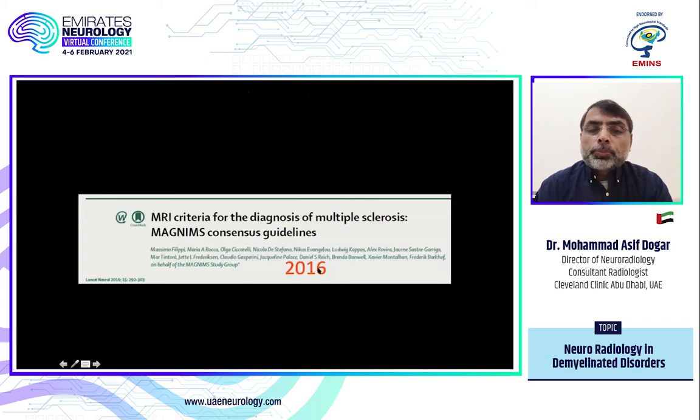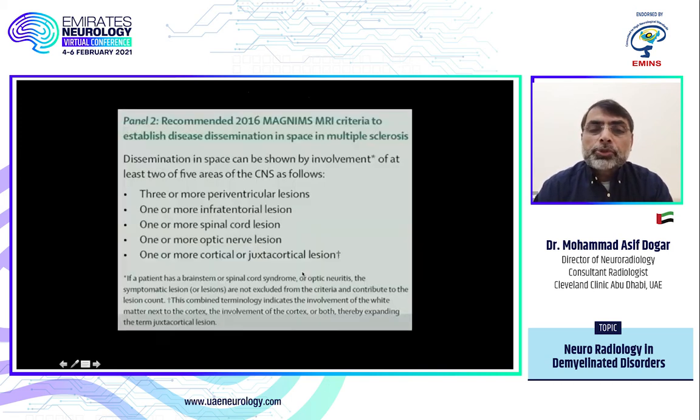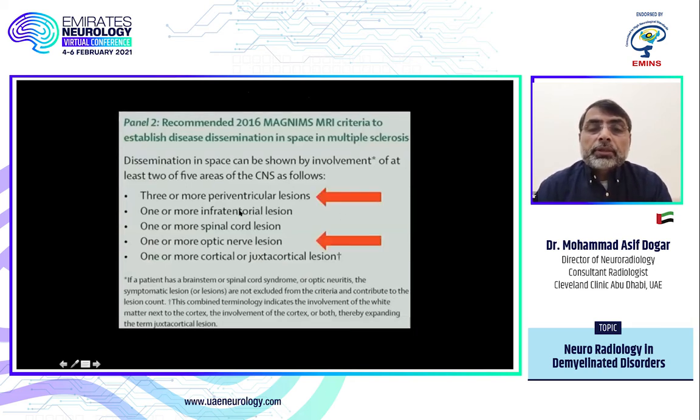So this is the European group, MAGNIMS, from 2016. Their guidelines are almost similar for dissemination in space. There are 2 differences. One is that there should be 3 periventricular lesions. According to the McDonald criteria, 1 lesion is sufficient. And the other thing, they also count optic nerve lesions for dissemination in space, but we don't count that in the McDonald criteria.